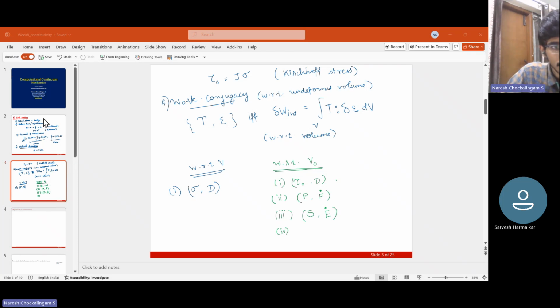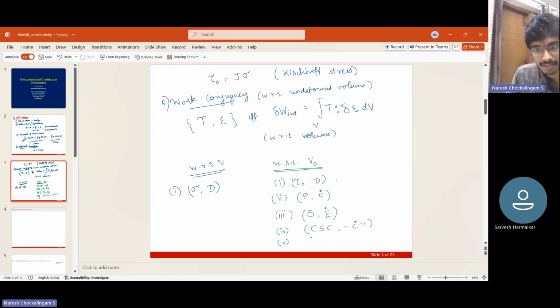The other work conjugate measure is this quantity, defined as CSC, sigma, that is work conjugate to minus B transpose, minus B dot, minus C inverse dot. So this is another work conjugate pair.